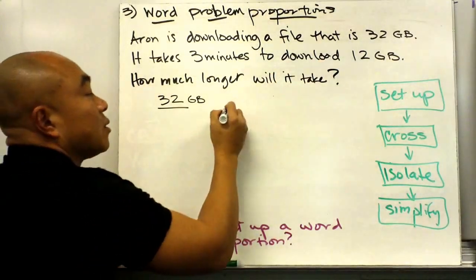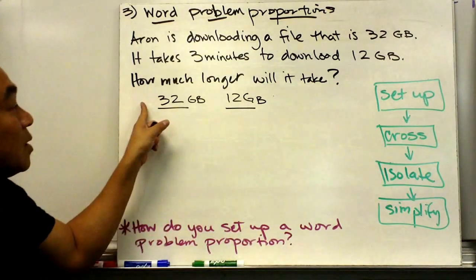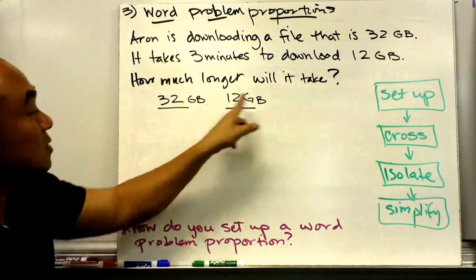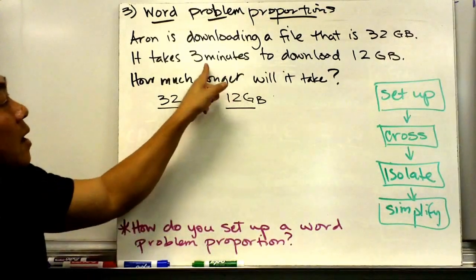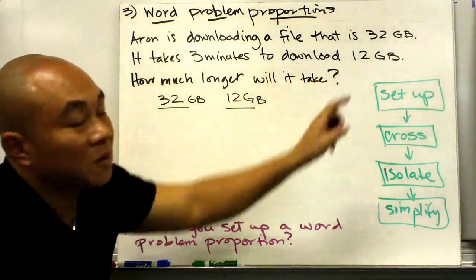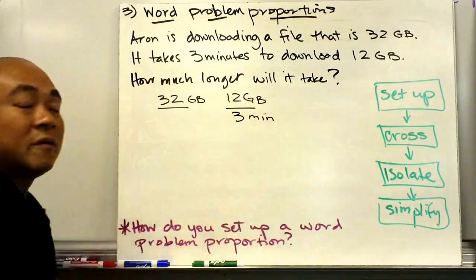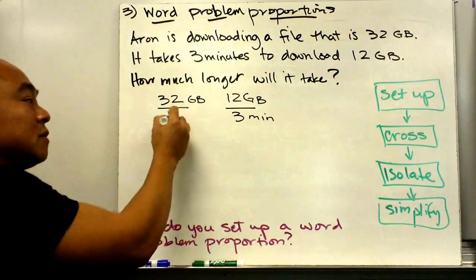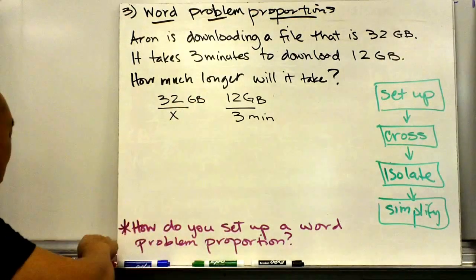so which means my other number is 12 gigs. And notice that I do set up the numbers on the top. They're the same type of unit of measure, gigs to gigs. Okay? Then my bottom is going to be, of course, the minutes. Now, it actually tells you how to set this up. It takes 3 minutes to download 12 gigs. So the 3 minutes belong to this 12 gigs because it took 3 minutes to do 12. Now, how much longer is it going to take? Well, that's what we're trying to figure out. That's our x. Okay? So, let's go and figure this part out.